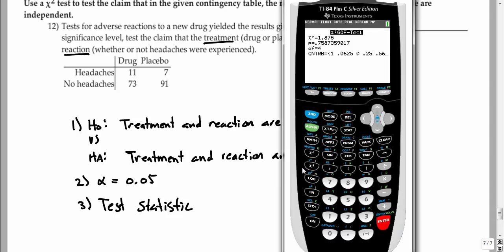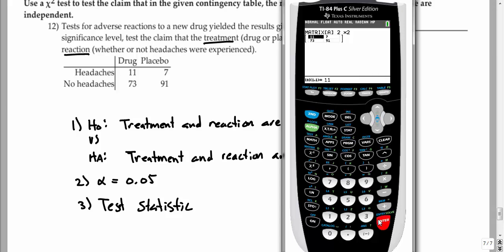So we grab our calculator here. And because this is a contingency table, I need to make my output look like a contingency table, so I need to use a matrix. So I go second matrix. I'm going to edit my first matrix A, and instead of a 2 by 3, I'm going to use a 2 by 2. So I put in the 2 by 2, and then I just go ahead and edit what's here. So I have 11, and it's going across 11, 7, 73, 91.